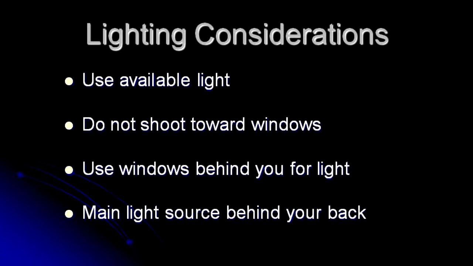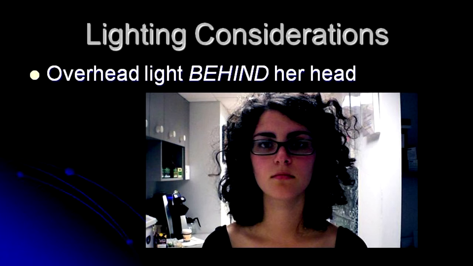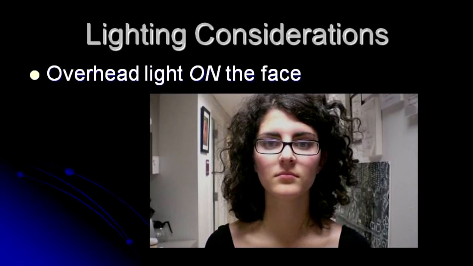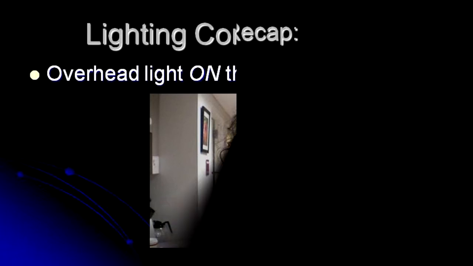Be aware of too much backlight, which will make the shot dark. Here's an example where the light is directly overhead and the girl's face is mostly in shadow. By moving her a few feet backwards, the light is now hitting her face, and we can follow what she is saying better. So let's recap.